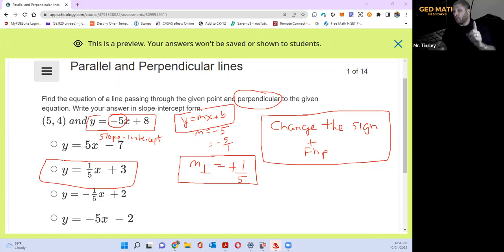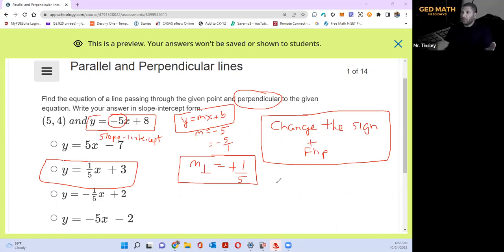So not only am I going to show you how to find the slope of a parallel line and how to find the slope of a perpendicular line, I'm also going to show you how to find the equation given a point and a slope.